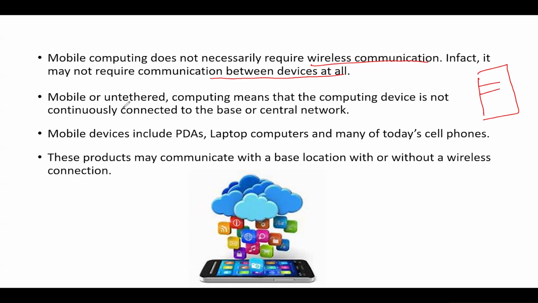So mobile or untethered computing means that the computing device is not continuously connected to the base or a central network. That's what we explained just now. Mobile devices include PDAs, laptop computers, and many of today's cell phones. These products may communicate with the base location with or without a wireless connection. So that is the main difference between wireless and mobile computing.